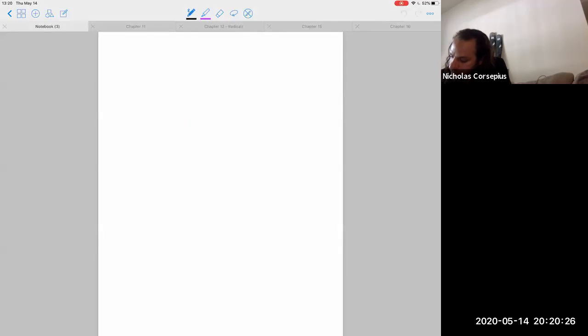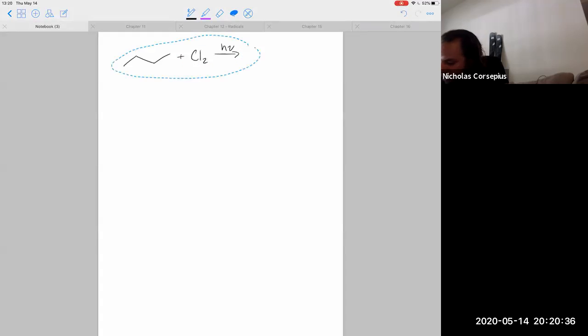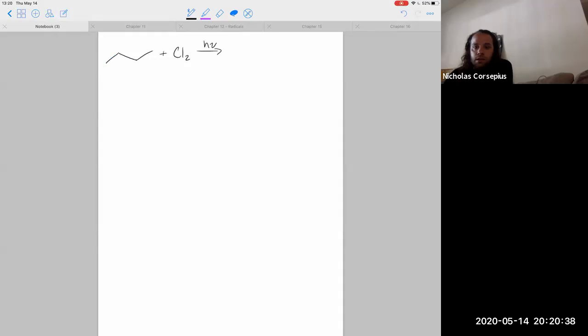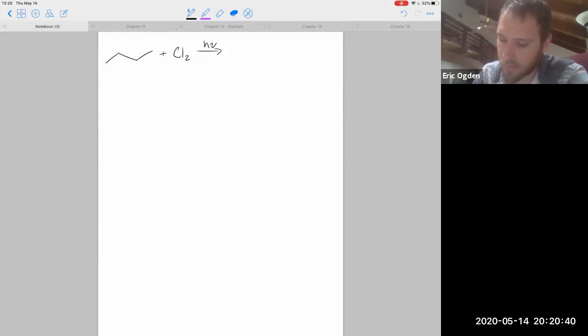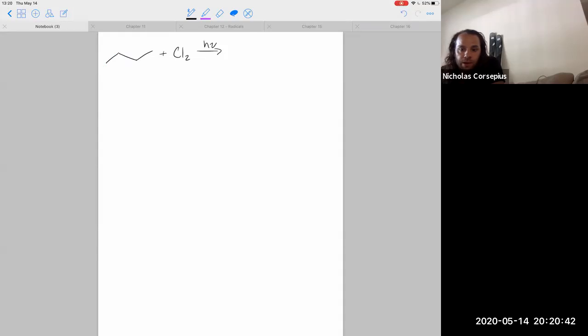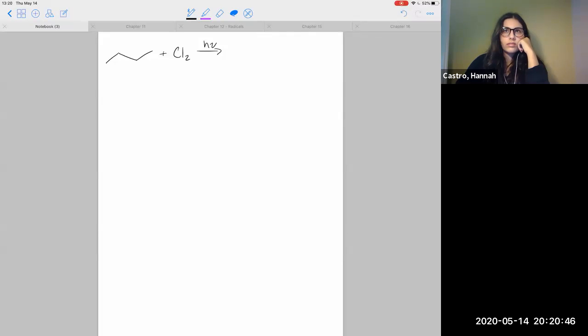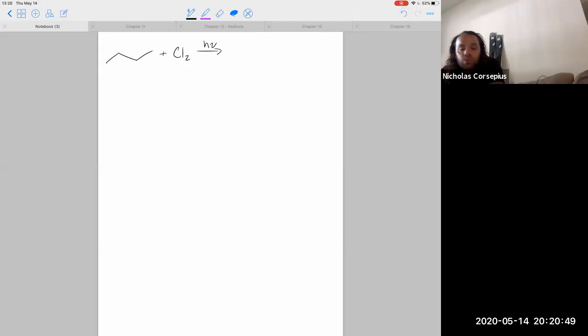Next, we got... what do you think of when you see this? First of all, what do I mean by this H fancy V? Light. Light, right? So what do you think when you're seeing something like this? What type of reaction? Radical. Yeah, so these are our radicals, right? So these light catalyzed reactions were all about creating radicals. So let's just do a few examples here.